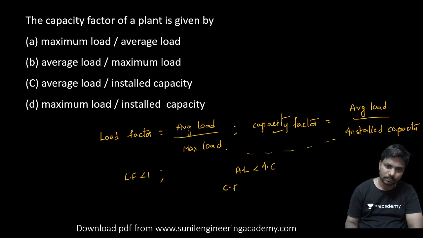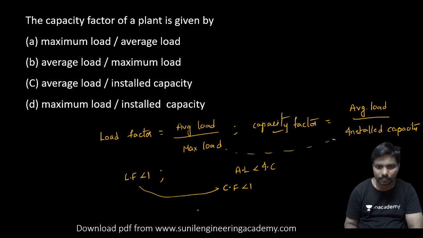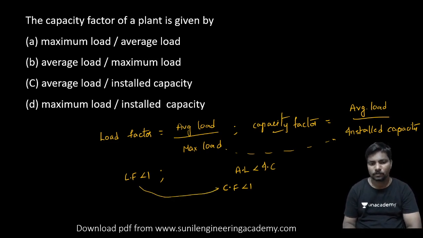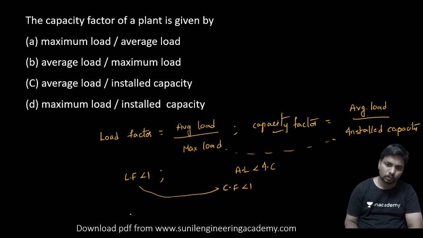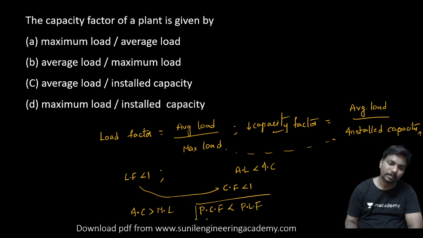Capacity factor is also less than 1. Now, which is higher, load factor or capacity factor? What is the relation between these two? We know installed capacity is always greater than the maximum load. So that means the installed capacity is very high, and capacity factor is low. So from this, plant capacity factor is less than plant load factor. This is the relation between these two.